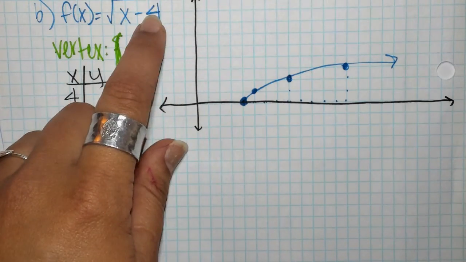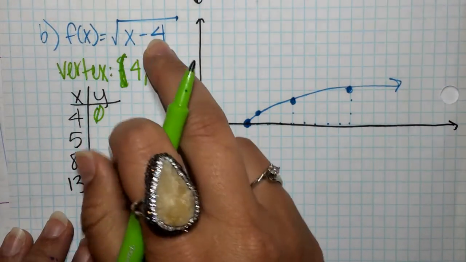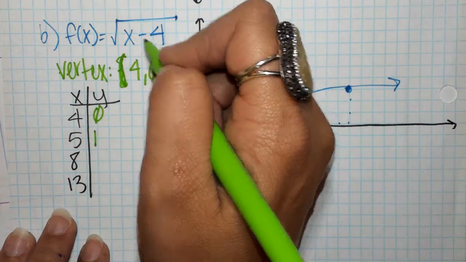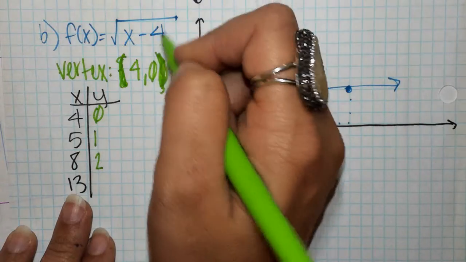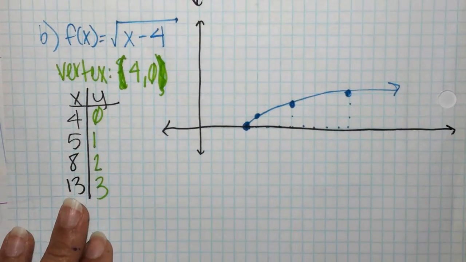Alright, so then 4 minus 4 is 0. The square root of 0 is 0. 5 minus 4 is 1. The square root of 1 is 1. 8 minus 4 is 4. The square root of 4 is 2. 13 minus 4 is 9. The square root of 9 is 3. So that's what your table would look like. And that's the same thing we have here.